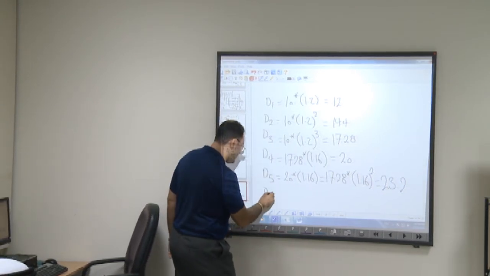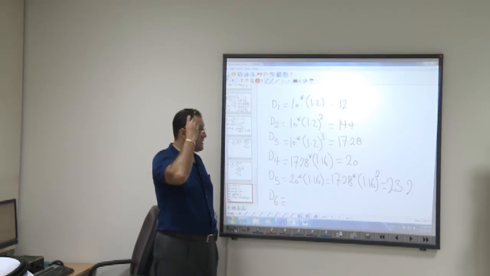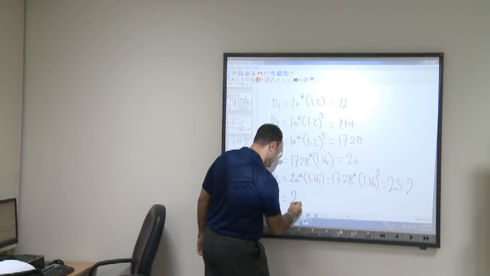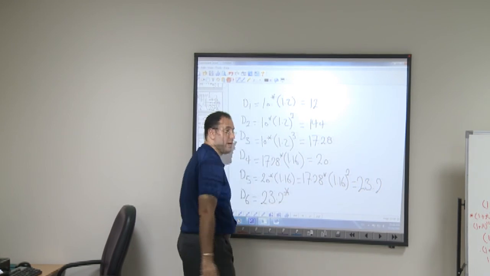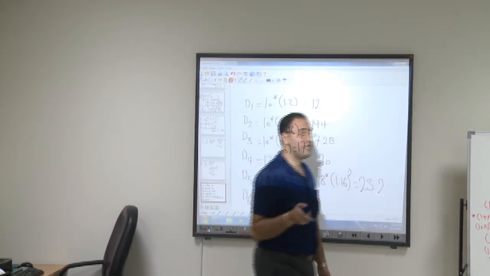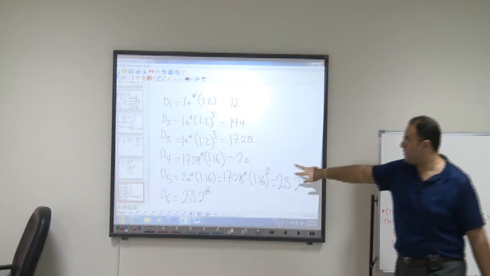D6 is going to be how much? 23.2. Yeah. Where did we get 1.16 from? This is the growth rate, 16%. 16% for the next 2 years. Okay, you got it? 16% for the next 2 years.